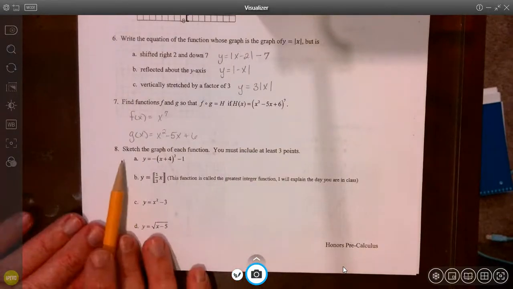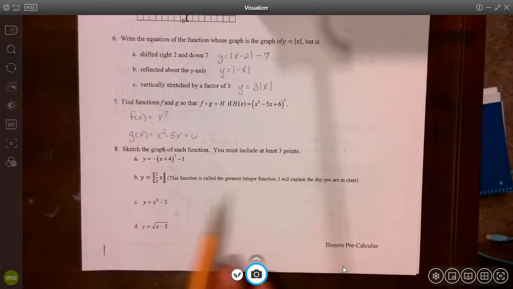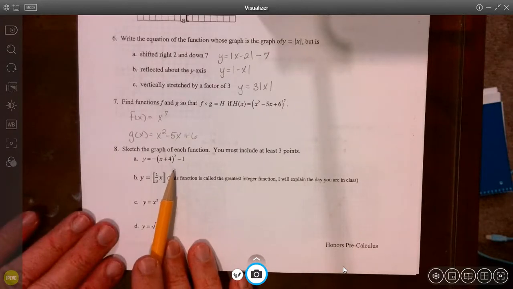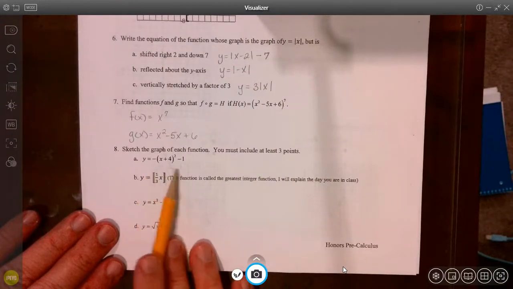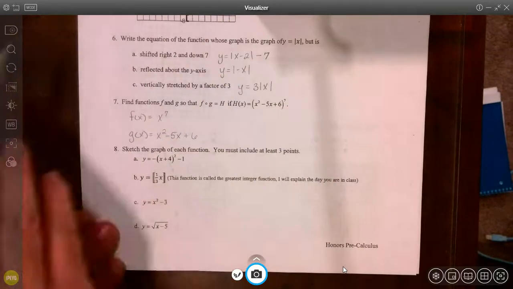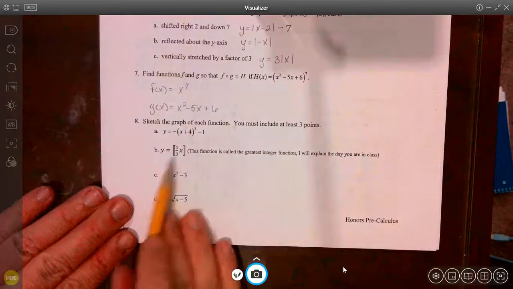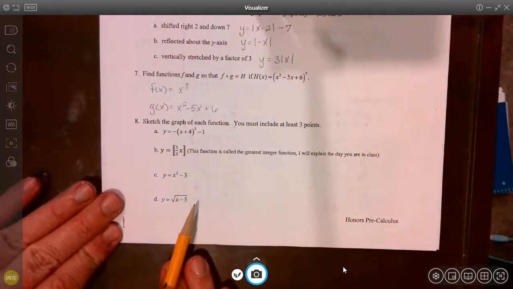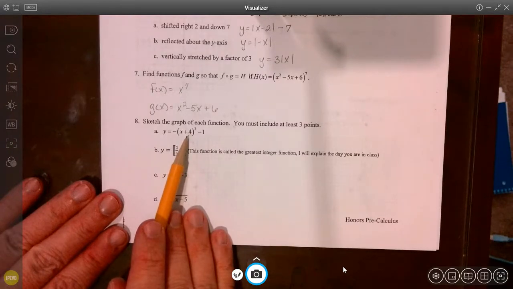All right, 8. Sketch the graph of each function. You must include at least 3 points. All right, so here we're just going to talk about what the transformations are. I believe on the test, all I do is ask you what the transformations are. Right? I don't actually make you graph them. The only thing that I have you graph transformations of are like the one that we did up here on number 5, where I give you some generic graph and you have to transform those. Right? So with these, we'll just talk about what the actual transformations are. Right? Well, here, this plus 4 on the inside is going to shift it to the left 4.